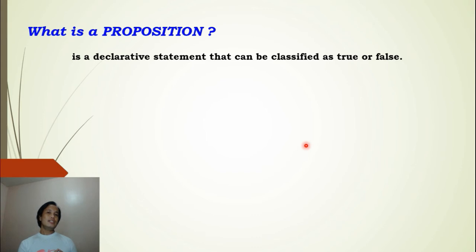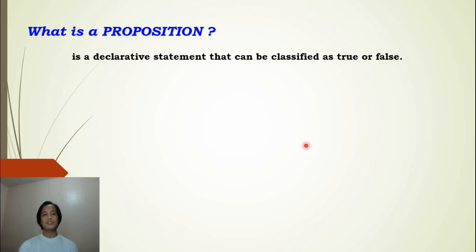So in my previous example, the statements 1, 2, and 6 are examples of a declarative statement or an example of a proposition. Why? Because these are answerable by true or false. So whether the statement is true or the statement is false, as long as it is a declarative sentence or a declarative statement, it is an example of a proposition.